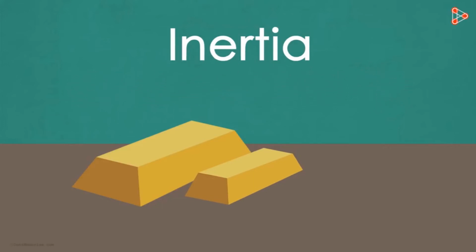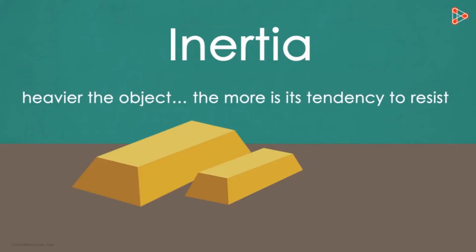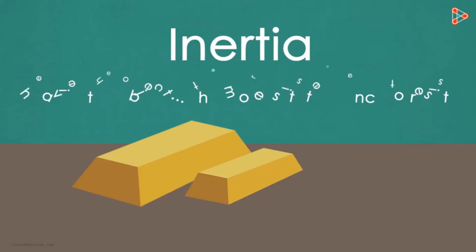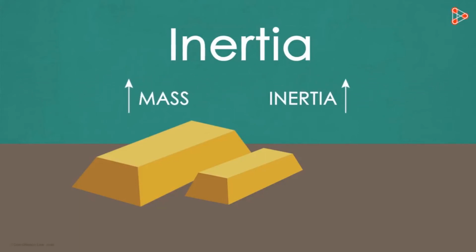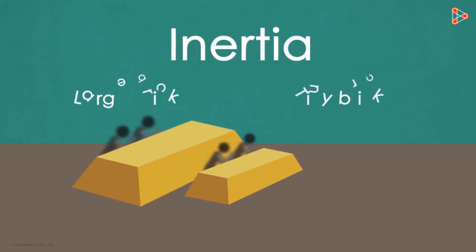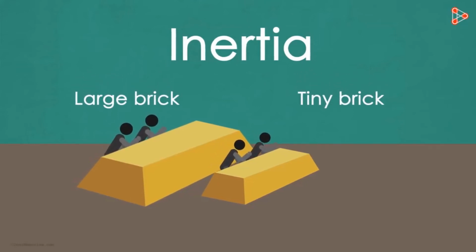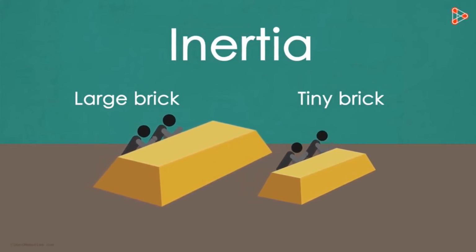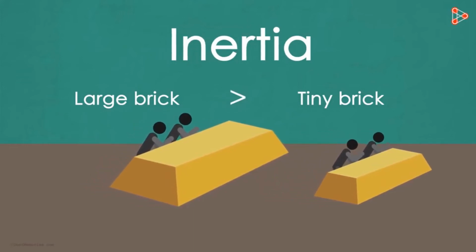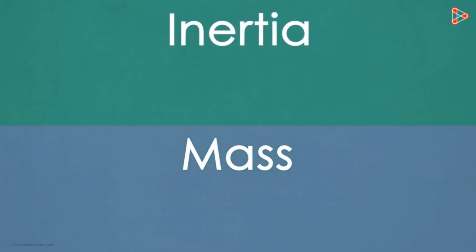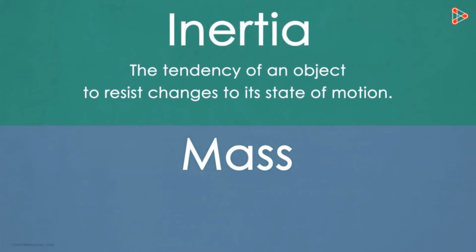It's because the heavier brick's tendency to resist change in motion is more. The heavier the object, the more is its tendency to resist the change in motion. The more mass an object has, the greater will be its inertia. So if we apply equal force to both these bricks, the tiny brick will move further as compared to the larger brick. The heavier brick has more inertia. How can we relate inertia and mass? Inertia is the tendency of an object to resist changes to its state of motion, and the mass of an object is the measure of its inertia. In the next part of this video, we will understand this relation with a few interesting examples.